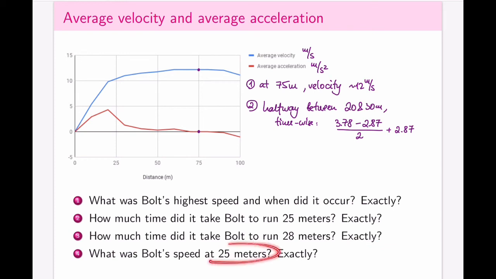What was Bolt's speed at 25 meters? Well, the nice thing about having both the table and the graph is that the graph actually does give us the speed, the velocity. So we can take a look at 25 meters, what the velocity was, and we can see that it's going to be approximately, let's say, 11 meters per second. Now, it's not exactly that number for 2 reasons. First of all, our graph, as you can see, is jagged, which means that it's based on averages in the first place.